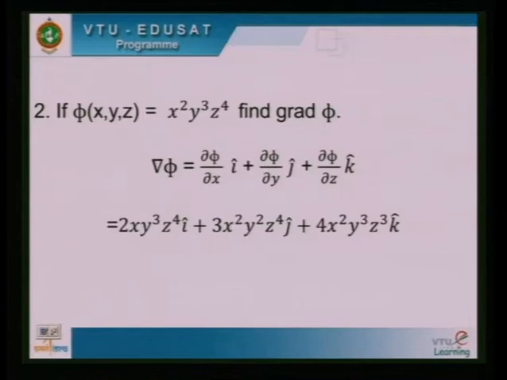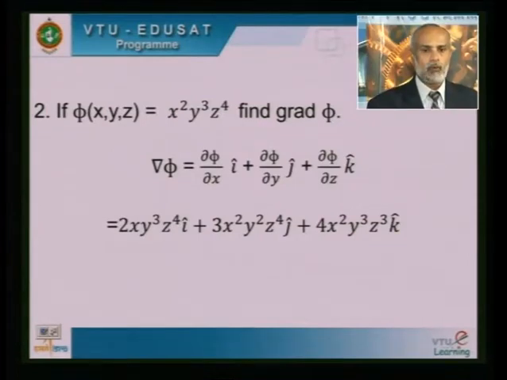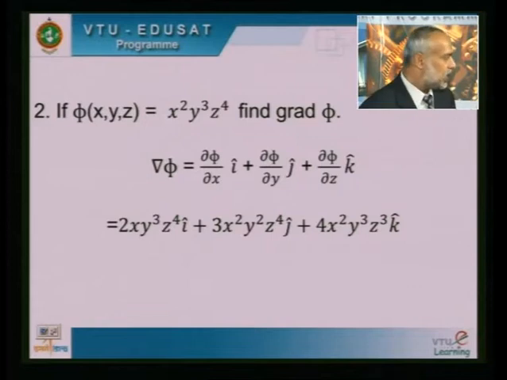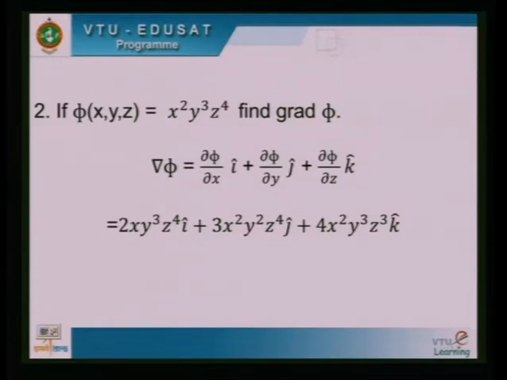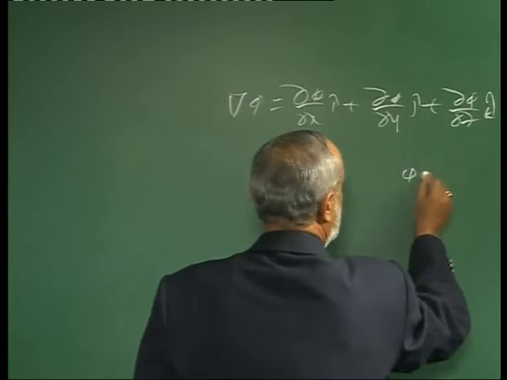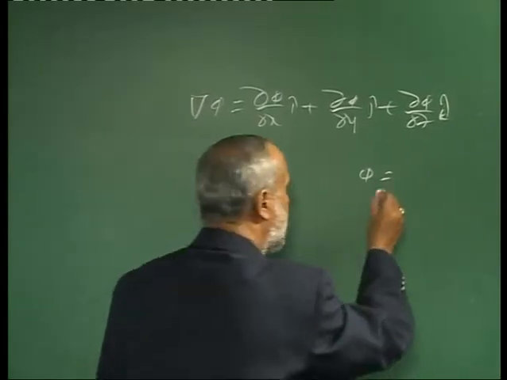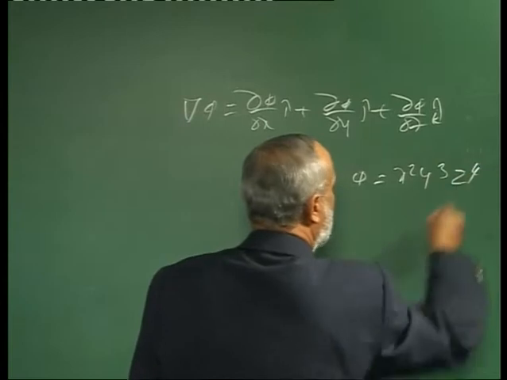Next, second problem. If phi of x, y, z is equal to x squared y cubed z to the power 4, find the gradient of phi. First, we can write the formula. The formula is gradient of phi equals dou phi by dou x i cap plus dou phi by dou y j cap plus dou phi by dou z k cap. And the given function is phi equals x squared y cubed z to the power 4.